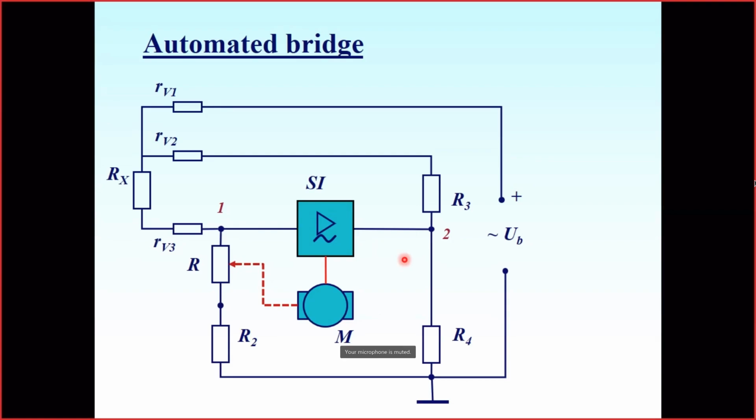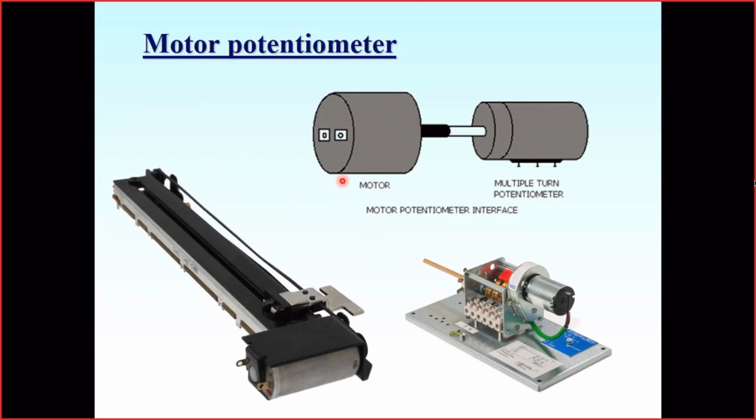So we have to provide negative feedback. The working of the motor should change the resistors here in such a way that this reduces the difference between points 1 and 2. For this I need a motor which is connected to the resistor, and here is an example of different kinds, so-called motor potentiometers. They very often are mounted together. So actually this is a motor which turns the multiple turn potentiometer.